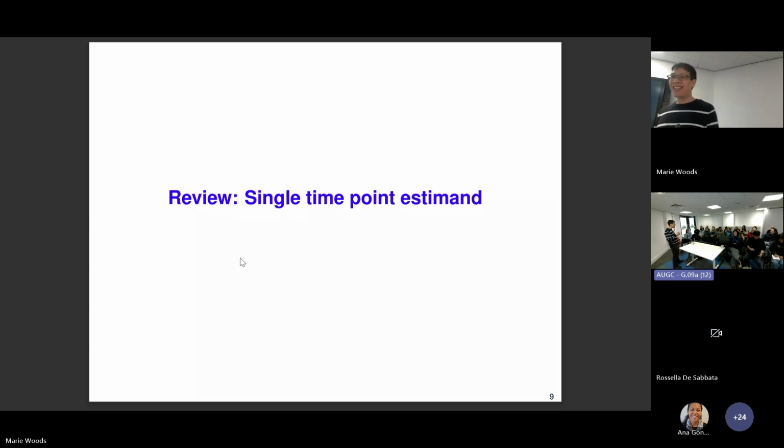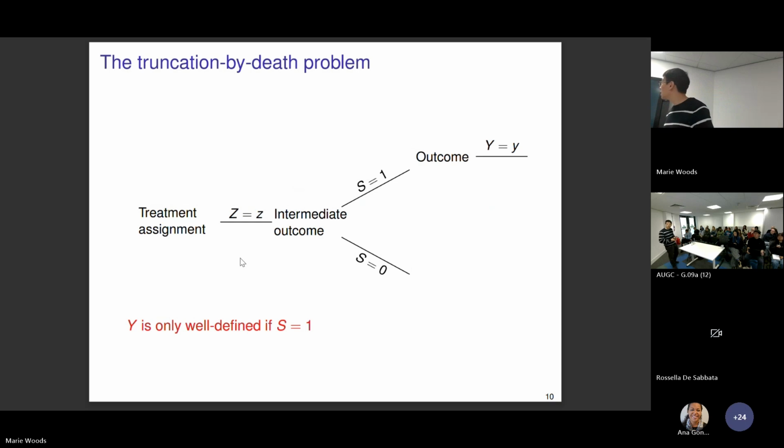The end product of this is an estimate. I'm not going to talk a lot about how I identify and estimate this parameter, but it's just our new way of thinking about this problem. Before going there, let me first do a brief review of what people do for the single time point case, where you only have a baseline and one follow-up. In the data example, people often only use the last follow-up. So again, this is our data structure.